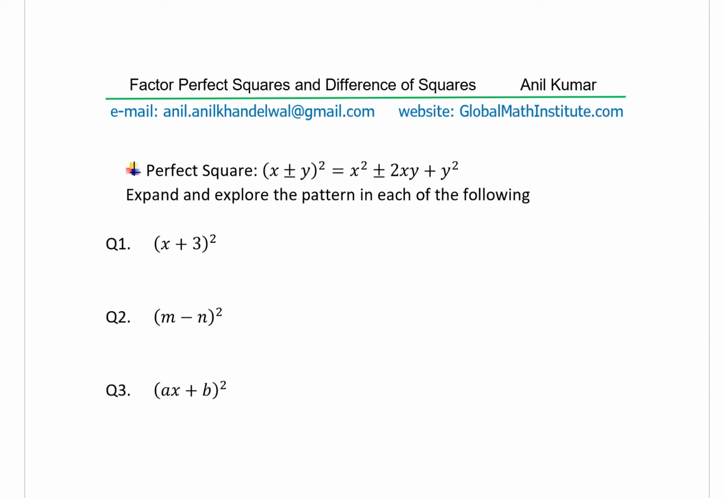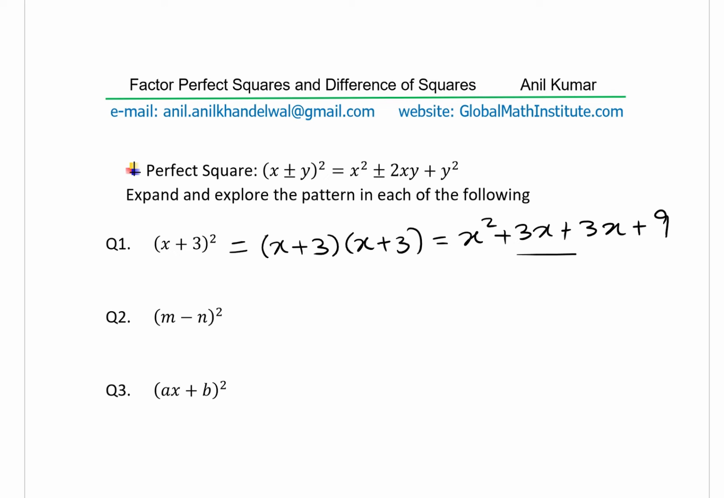I would like you to pause the video at this stage, expand, simplify, and then check if these perfect squares match with the given formula. So let's begin with the very first one. We have x plus 3 whole square, which could be written as x plus 3 times x plus 3. Now applying the distributive property, we can expand. Multiplying by x, we get x squared plus 3x. And now multiplying with 3, we get 3x plus 9. Now the center two terms can be combined, and this can be written as x squared plus 6x plus 9.